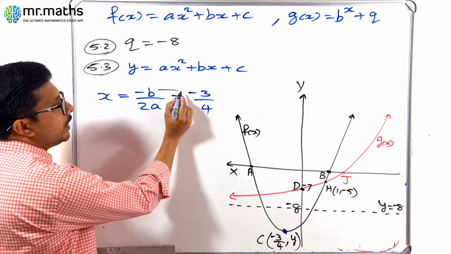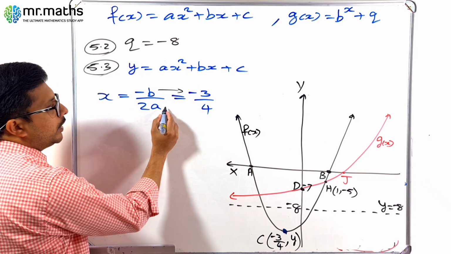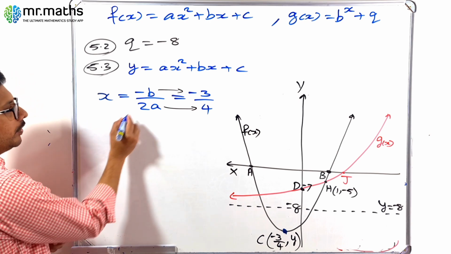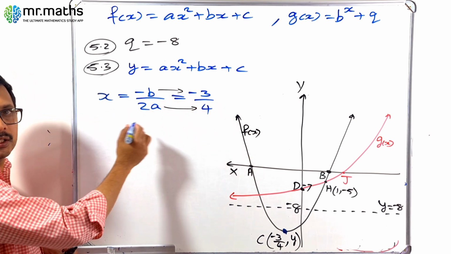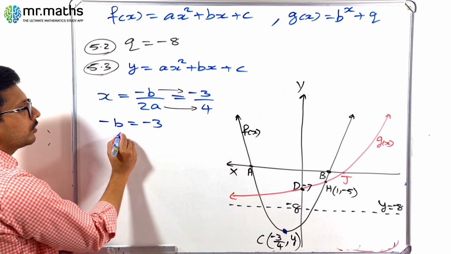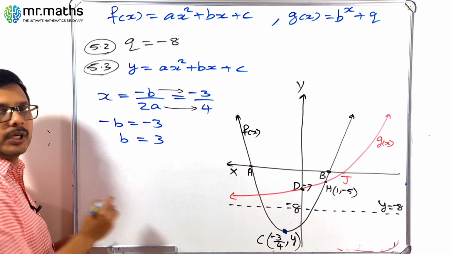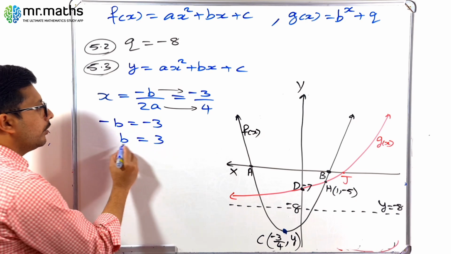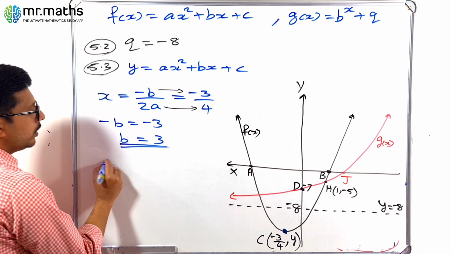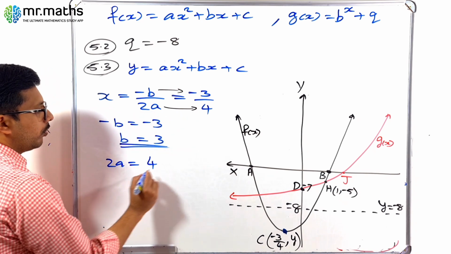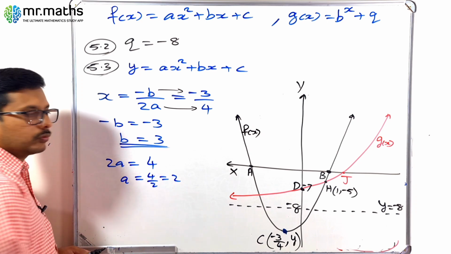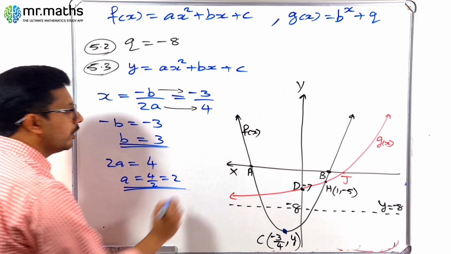It means that minus b is equal to minus 3 and 2a is equal to 4. When we equate the numerator and denominator, minus b is equal to minus 3. So what is b? Multiply both sides with the negative. So the value of b is 3. Then 2a is equal to 4. So what is a? 4 by 2, that is 2. So the value of a is 2.